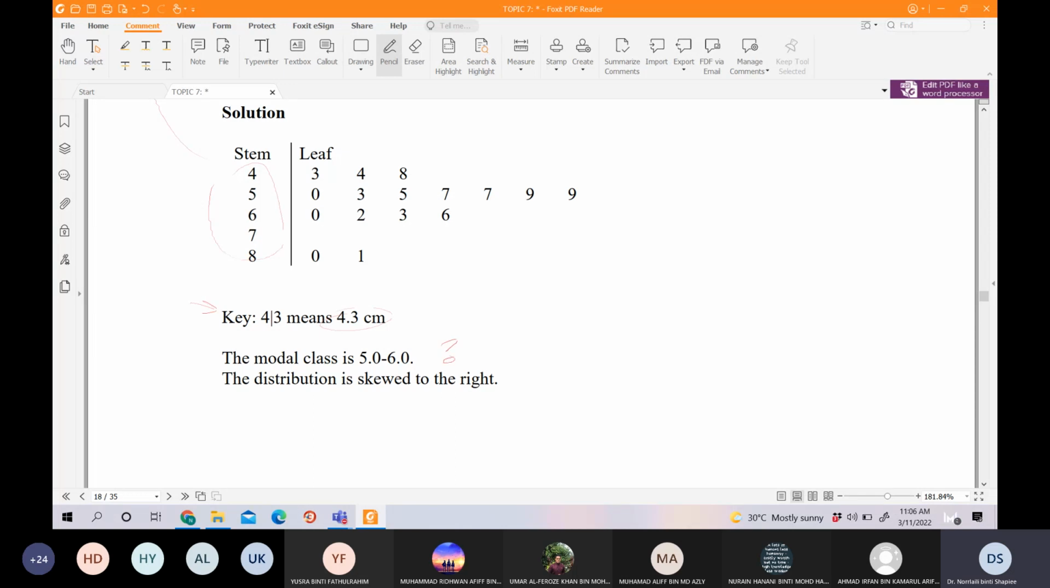How do you know this? How do we know the modal class? What does modal class mean? Modal class means the highest frequency. So 5 to 6 here. There is 1, 2, 3, 4, 5, 6, 7 here. So there is a frequency of 7, the highest frequency.